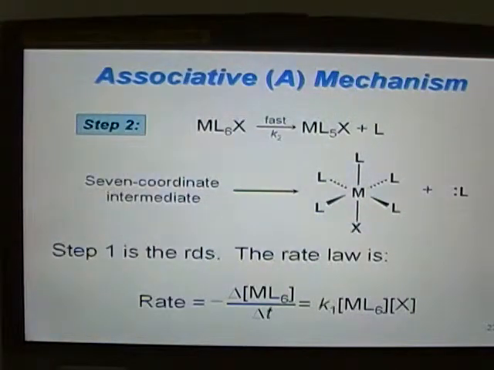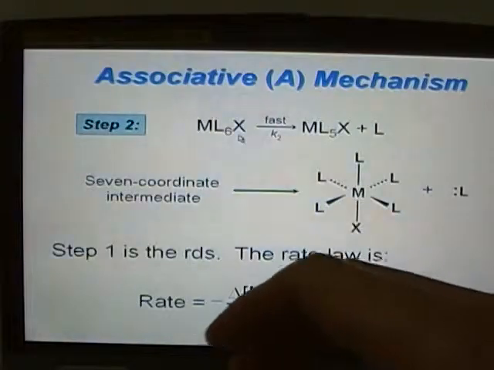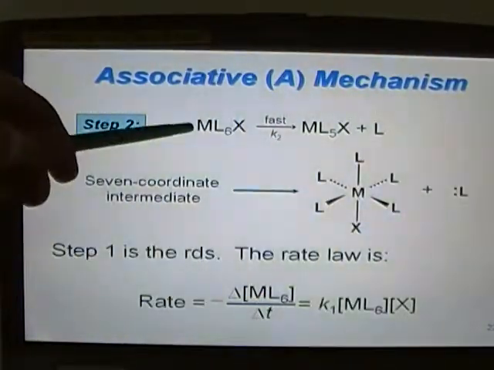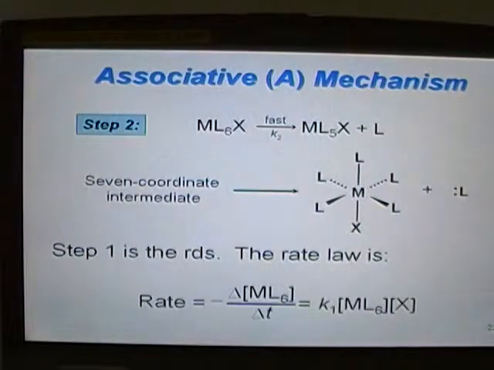Step 2 in the associative mechanism is definitely going to be fast. The 7-coordinate intermediate right there is going to be very unstable, so it's going to want to pop off a ligand, and you would say, well, it could be the X or one of the 6 L's. We're going to say that it's one of the 6 L's and form the coordination compound desired.